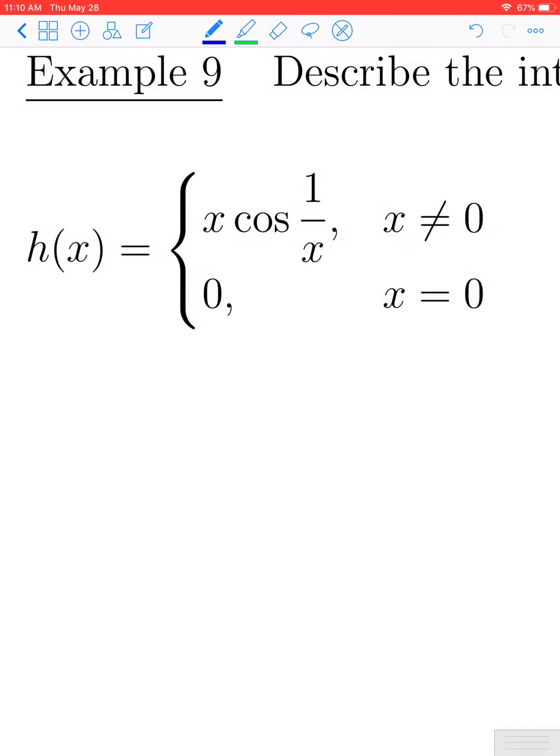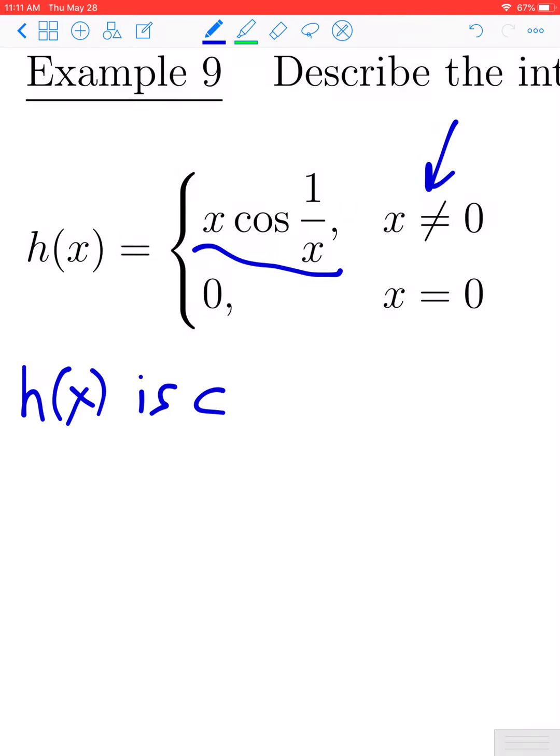The only value of x where 1 over x has an issue is when x equals 0. But thankfully, that's not where we're using this function. So what that tells us is that this piece here is going to be well defined and will be continuous for all x not equal to 0. So immediately we already know that h of x is continuous for all x not equal to 0.